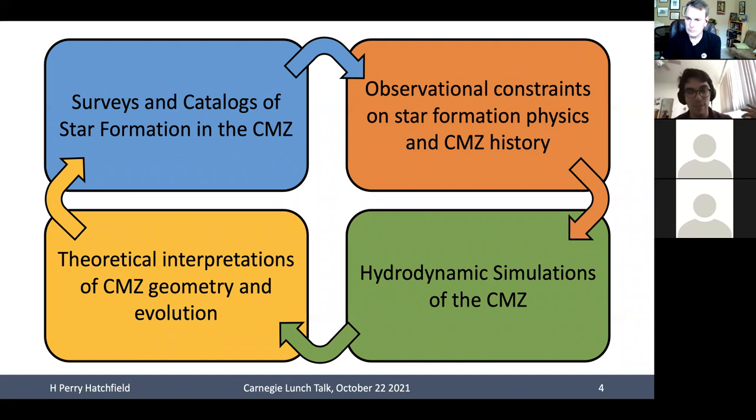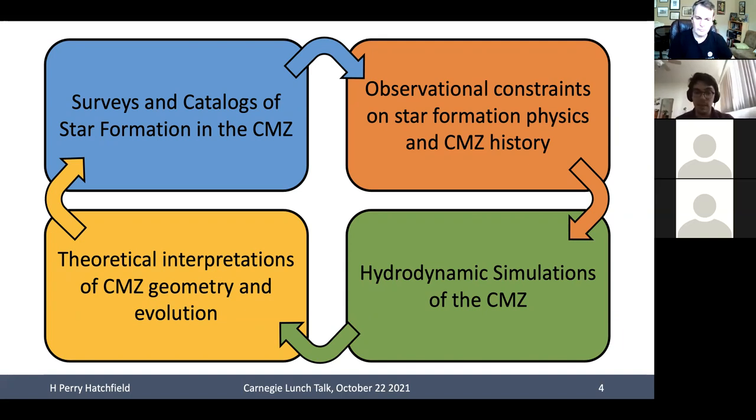I apologize, I didn't actually define the acronym CMZ here. What I mean by that is the central molecular zone, which is this very, very dense ring of gas. I meant to define that on the previous slide, sorry. So the CMZ, this central molecular zone, is this very dense ring of gas, and we are trying to produce what we hope to be realistic simulations of that region.